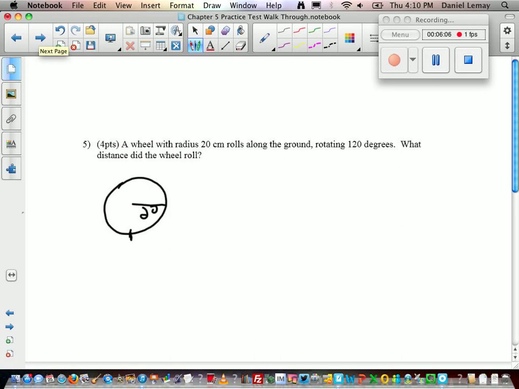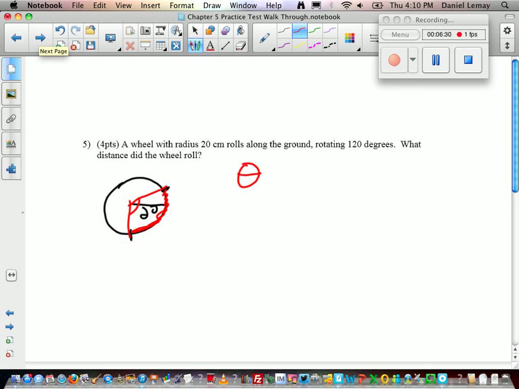Rotating 120 degrees. So it starts here. It's going around, not quite. Is that about a third? That's about 120 degrees. They want to know what distance it rolled. We want to find that arc length.